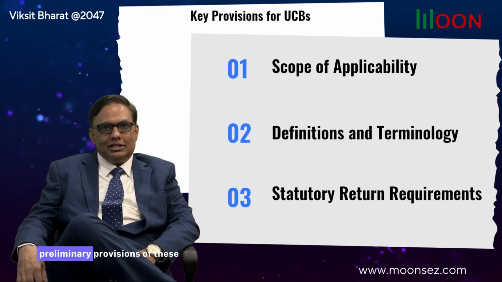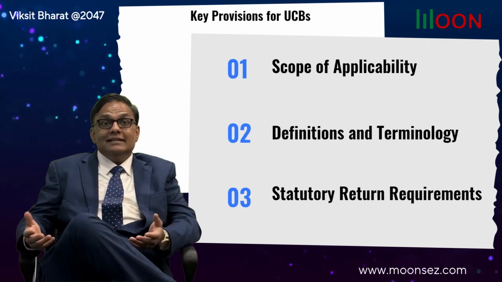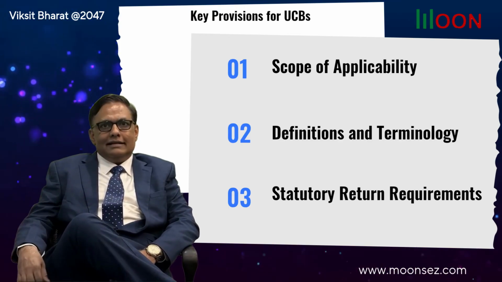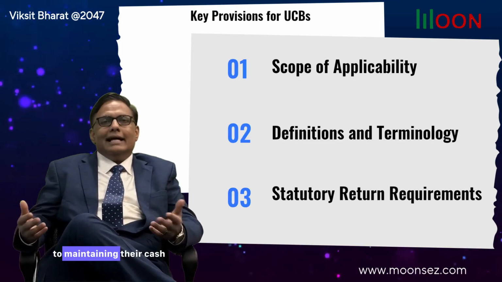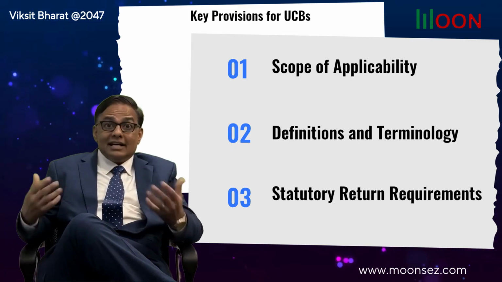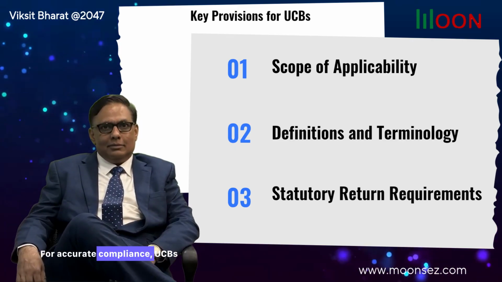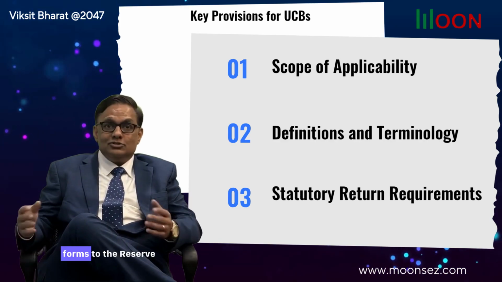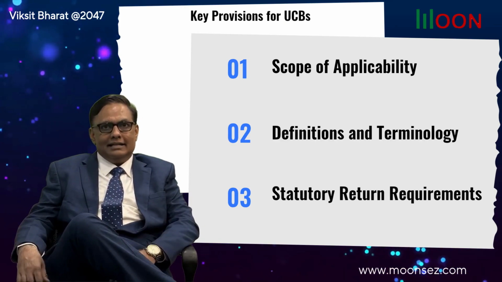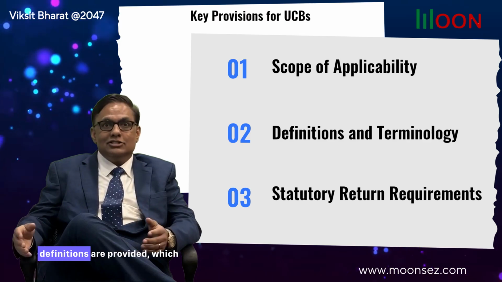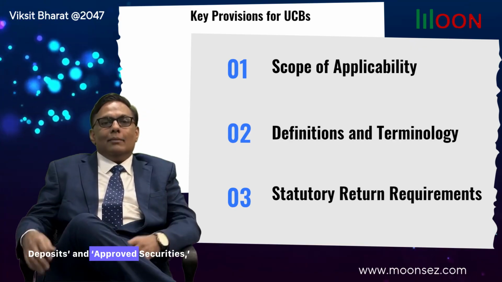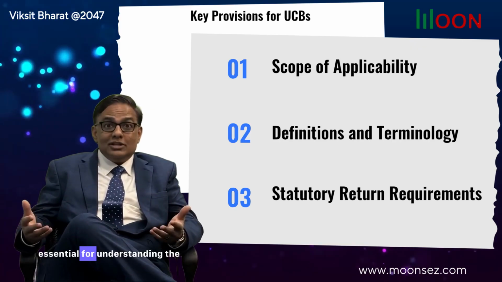Let's dive into the preliminary provisions of these directions. The regulations apply to urban cooperative banks or UCBs. These institutions must adhere to maintaining their cash reserves and liquid assets under strict guidelines. For accurate compliance, UCBs are required to report these reserves through specified forms to the Reserve Bank of India, RBI. In this section, key definitions are provided, which clarify terms like aggregate deposits and approved securities, essential for understanding the guidelines.